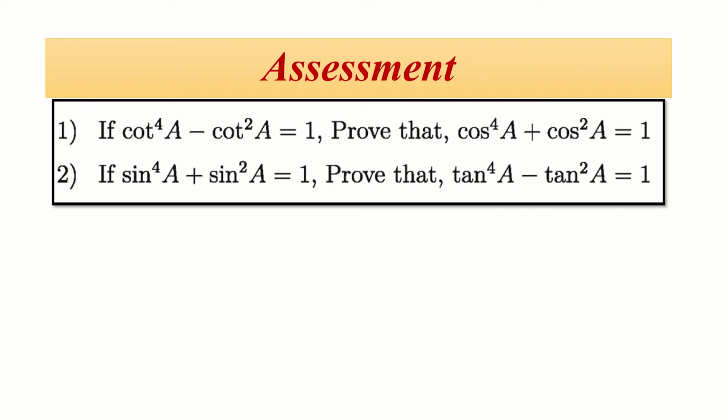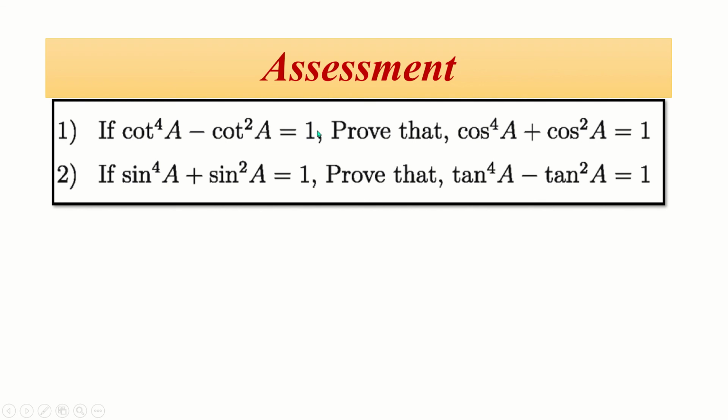You can solve this activity: cot to the power 4 a minus cot square a equals 1. This is the given condition. Have to prove cos to the power 4 a plus cos square a equals 1. Very easy. At first we have to take the given condition: cot to the power 4 a minus cot square a equals 1. That means cot to the power 4 a equals 1 plus cot square a.